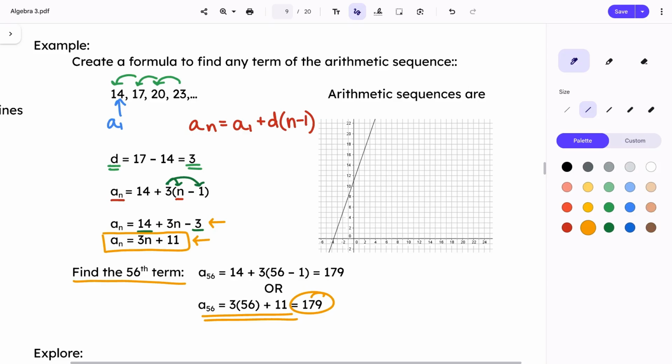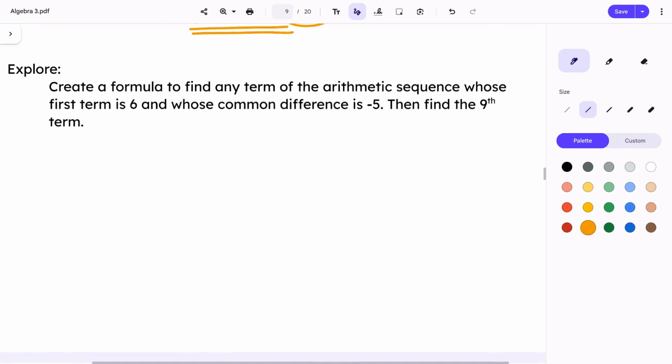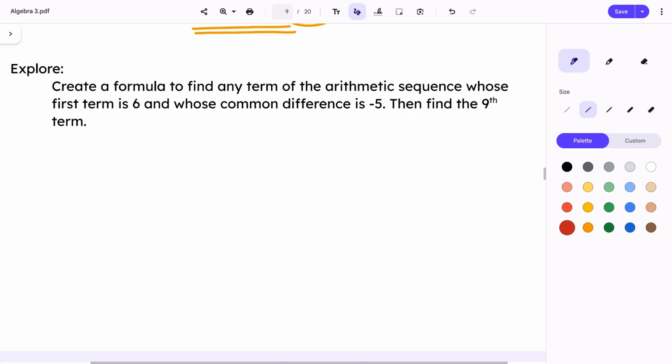All right, so why don't you guys read through the next one and see what you can do. Try to write out a formula. This is your framework to be working with here. Read the problem, find what your A1 is and your difference is. Try to write out an equation and then see if they want you to find a future term.